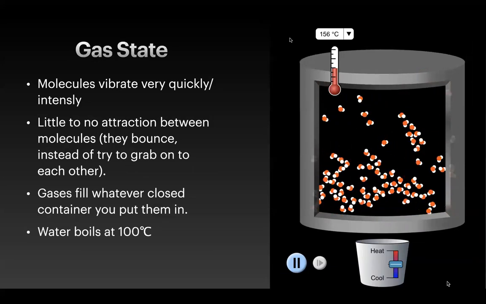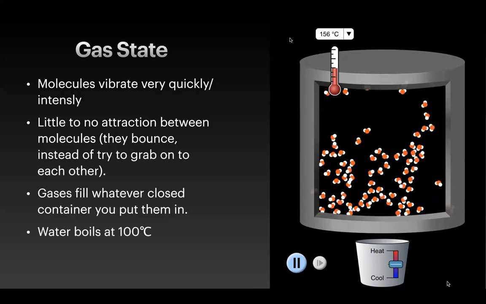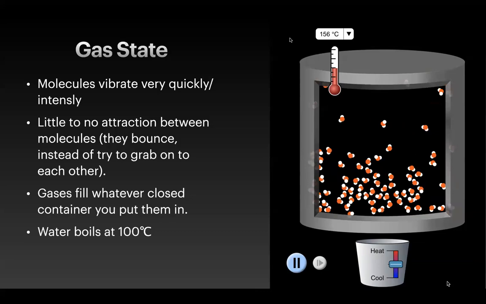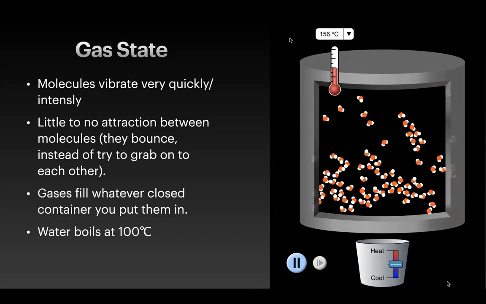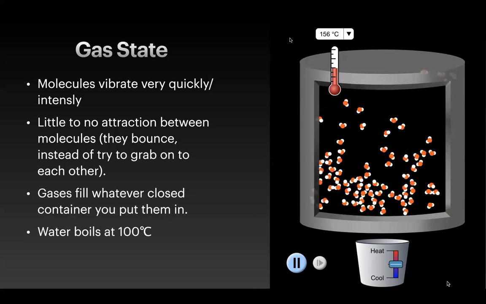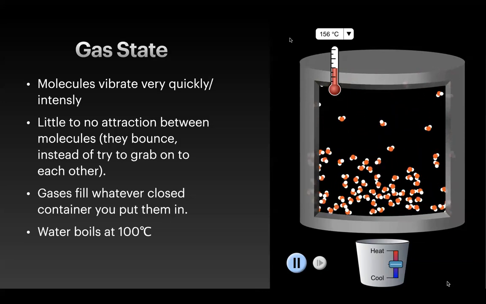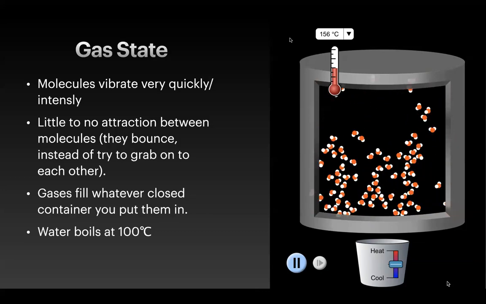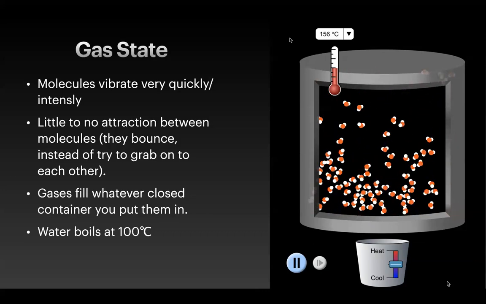When you're in a gaseous state, you have a ton of energy and you are just bouncing off of everything all over the place. And that's what you see in this little video that I have, or this little GIF here, is these things aren't even trying to grab onto each other. They're moving so fast at one another with such energy that they simply bounce off of each other. And that's what gases do.